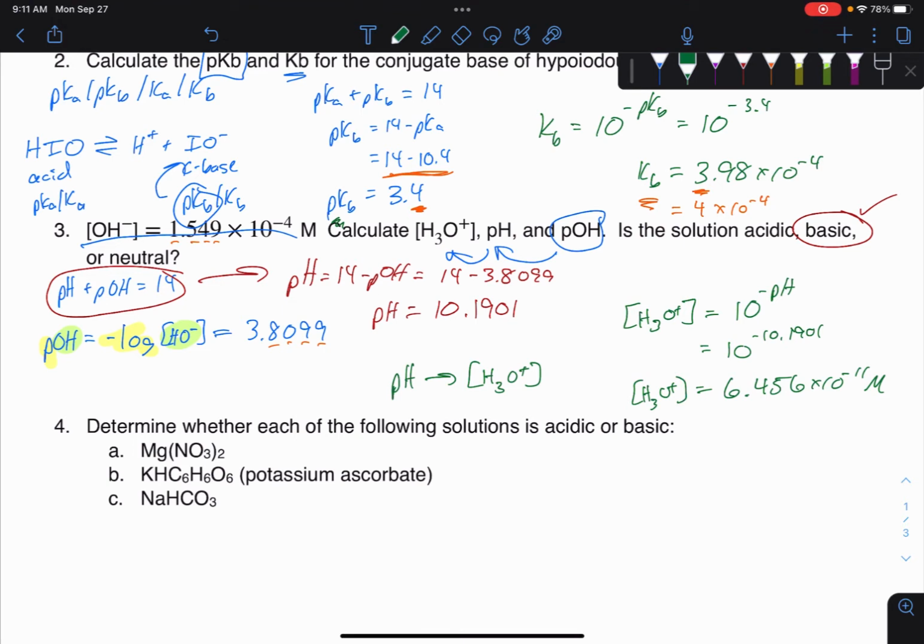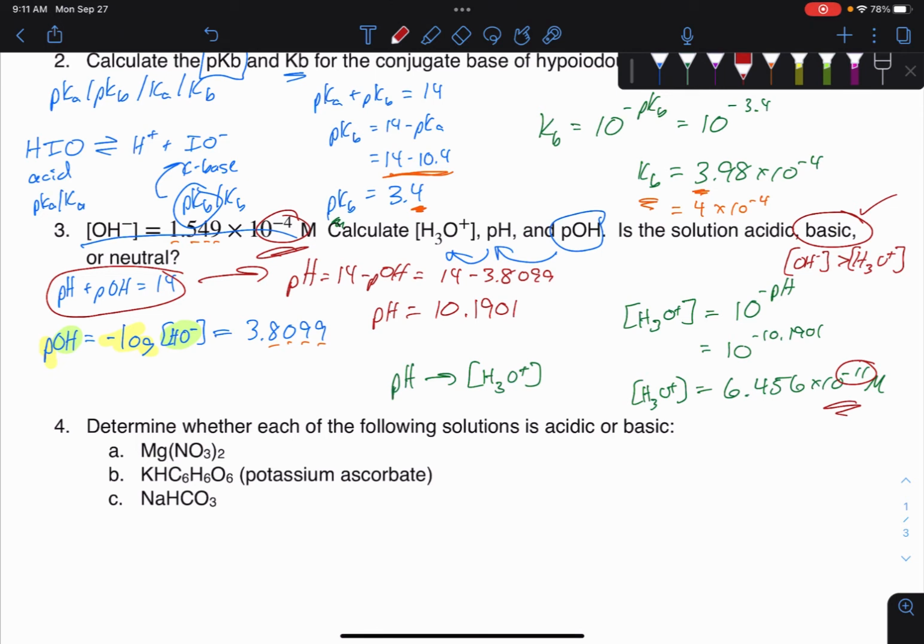Right, for a basic solution, anytime we're talking about a basic solution, the hydroxide concentration is going to be greater than the hydronium concentration. And we can see that just by eyeballing the coefficients there. That 10 to the minus 4 is greater than the 10 to the minus 3.